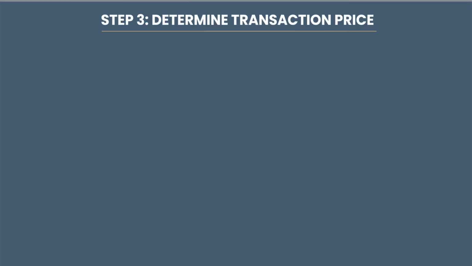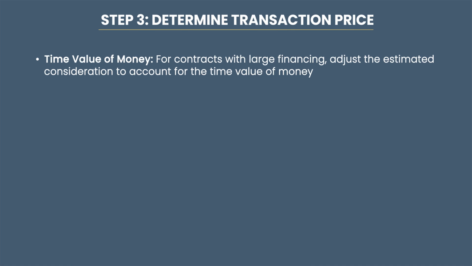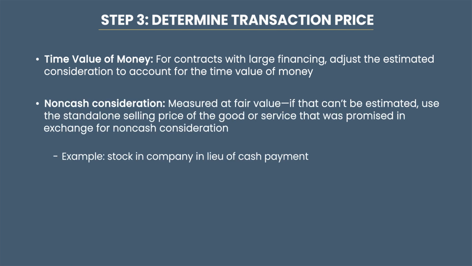The second component is the time value of money. For contracts with large financing arrangements, the transaction price has to be adjusted for the time value of money. The third consideration is non-cash consideration. Non-cash consideration must be measured at fair value. If it can't be estimated, use a standalone selling price for the good or service that was promised in exchange for that non-cash consideration. An example of this would be stock in lieu of compensation for a services contract.